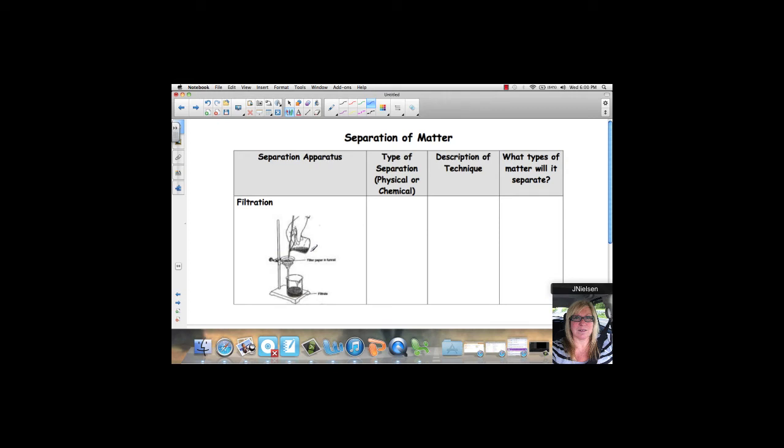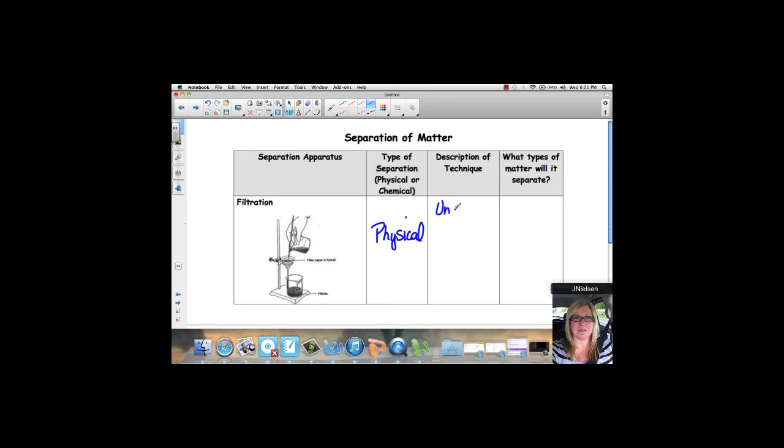Well, there are a couple of ways. First one is filtration. This is a physical separation. This is where I have a funnel with a piece of filter paper and I pour whatever it is that I want to separate through the filter paper. It separates undissolved particles from the liquid.